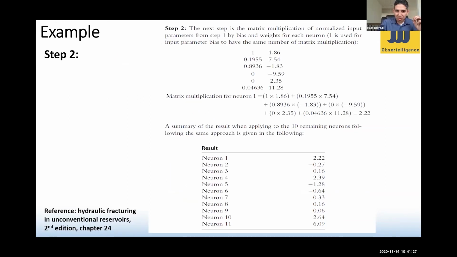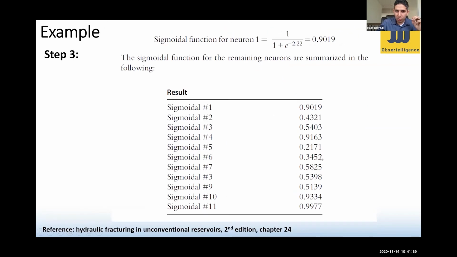So if you remember, in the previous step, the matrix multiplication turned out to be 2.22 for neuron 1, right? So a sigmoid activation function basically says 1 divided by 1 plus exponential of minus x, and this x is simply your 2.22. That is your sigmoidal activation function, your logistic activation function, which we'll cover right after this example is finished. So you can see here, 1 divided by 1 plus e to the negative 2.22, and you get 0.9019. You do the same exact thing for each neuron. For neuron 2, you get 0.4321. For neuron 3, you get 0.5403, and so on and so forth.